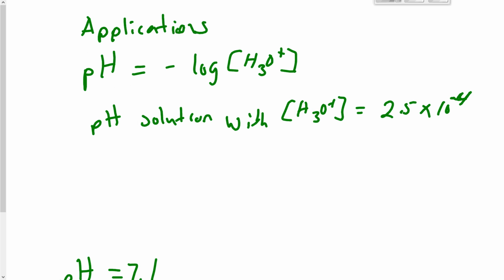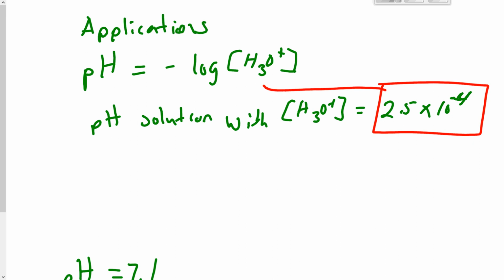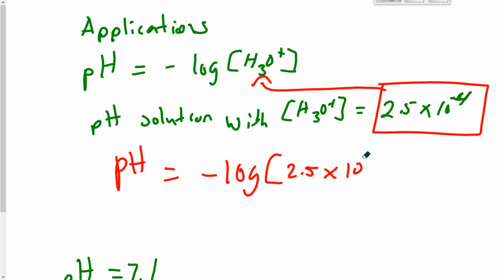We're going to use this formula for pH and our properties of logs. We have a log in it, that's the whole point, right? It's a common log, base 10, just log. Here's our ion concentration, 2.5 times 10 to the negative fourth, and that goes in for the hydronium ion. So let's find out what this pH is: negative log of 2.5 times 10 to the negative fourth.